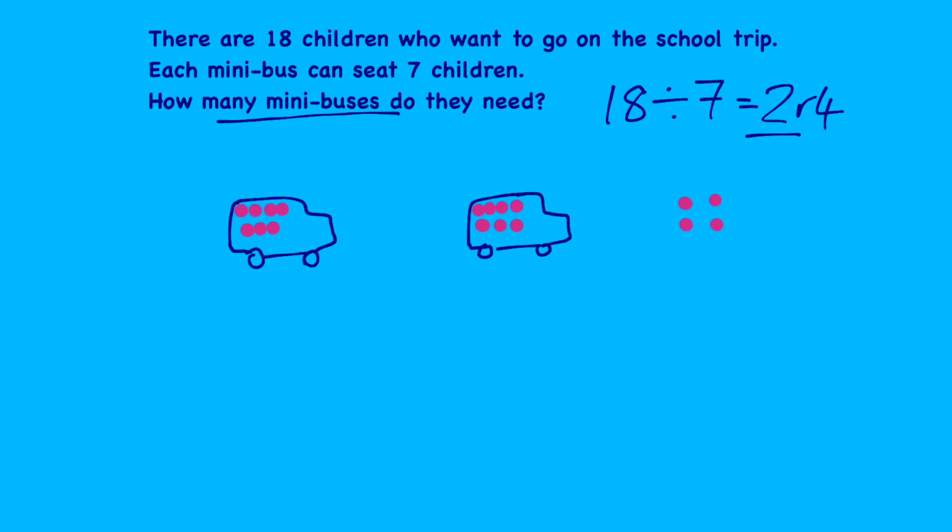So what I actually need is an extra minibus. So if I give these children their extra minibus so they can come on the school trip, although my answer is 2 remainder 4, I've needed to round up my answer to the next whole number, which is 3, to make sure that these remainder children actually get to go on the trip. So my answer would be I need 3 minibuses and then all my children can go on the trip.